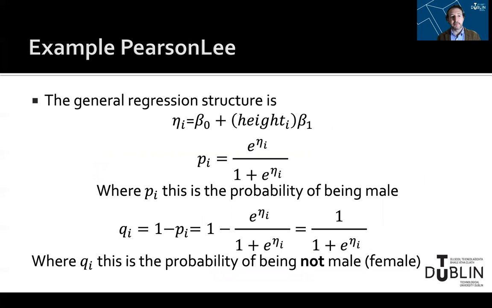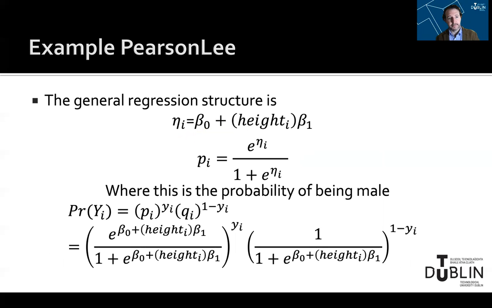But how do we get this? From the Pearson-Lee data set, we have a linear regression. Height predicts some eta. Eta gets fed into this formula, and that is our logistic. From that, we can put in the height. We calculate beta naught and beta 1, a bit like the linear regression, but not identical. And that gives our probabilities. And q is 1 minus p, which is 1 divided by e to the eta i. So q is the probability of not being male, female in this case.